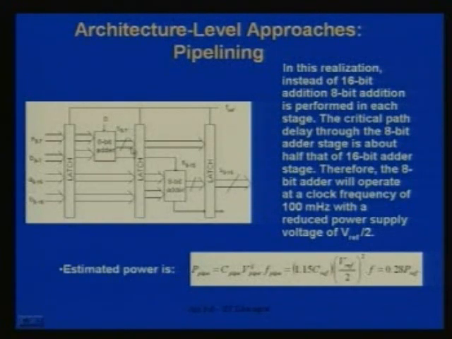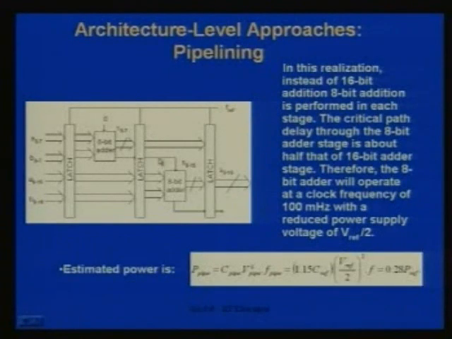So, the task of performing 16-bit addition has been divided into two subtasks: performing two 8-bit additions. The output of this addition is applied to the next stage to perform another 8-bit addition, and as a consequence, the delay of this adder will be half of the 16-bit adder. If you consider a simple ripple carry adder, the number of stages will be half of the 16-bit adder.